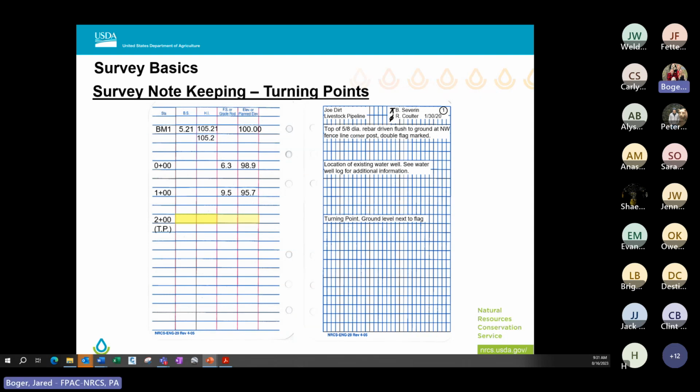Like we said before, a turning point is a temporary point. It establishes a temporary point, but it's also used to get around obstacles. If we need to take a shot behind a building, for example, and we can't see it from our initial setup, we need to do a turning point so that we can establish or get some more elevations behind that building.